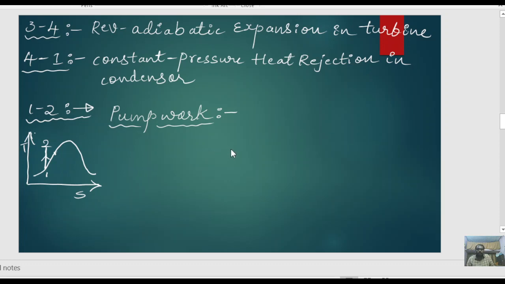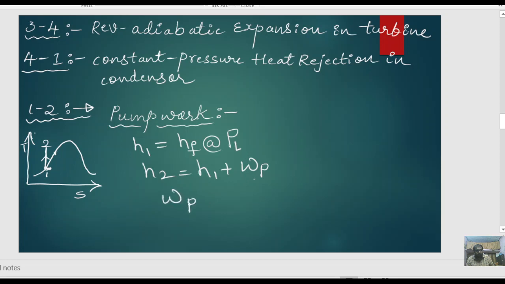Let us start the analysis of the Rankine cycle to solve the numerical. This is the main part of the Rankine cycle. Please be attentive for the next 5 to 10 minutes. This is the pump work, process 1 to 2. See, that is H1. H1 is HF at condenser pressure or lower pressure. What is H2? H2 is H1 plus pump work. What is the pump work?